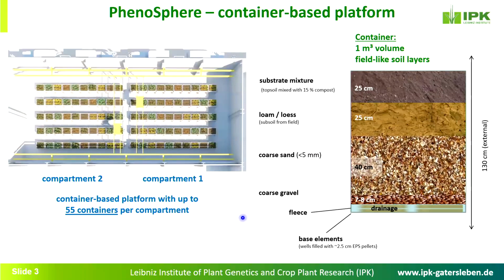And they are stacked like this. So in the lowest level, we have the base element, which are just some pellets covered by fleece to allow drainage and avoid waterlogging. Then we have coarse gravel, coarse sand, loam, and loess, and in the uppermost layer, we use a substrate mixture, or for certain experiments, we just dug out topsoil level from the IPK field site and then put that into these containers to be as close to field environments as possible.